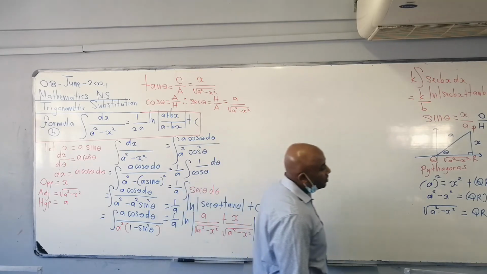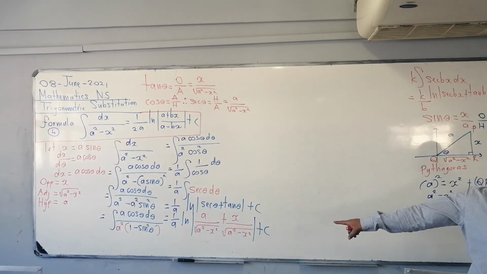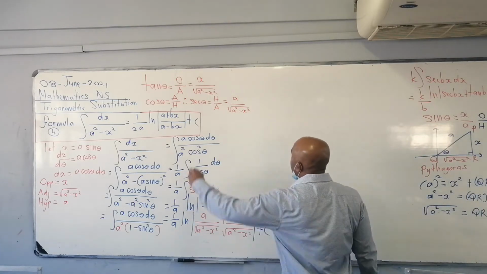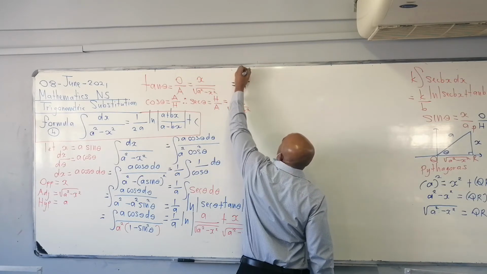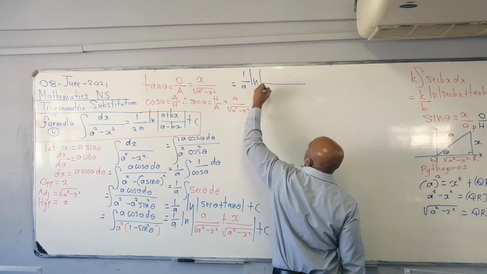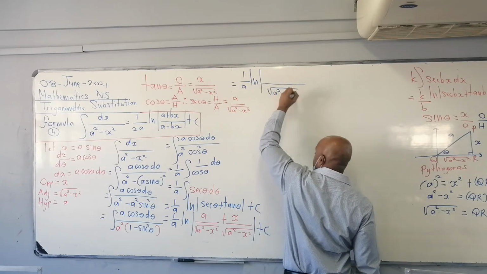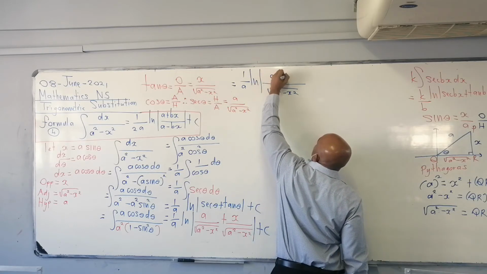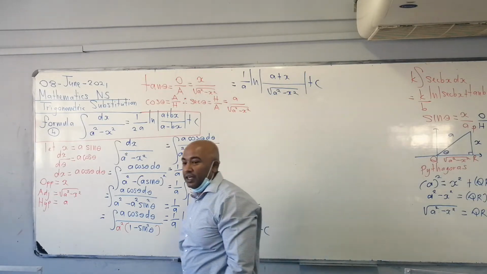plus c. What do you notice about the denominator? Yeah, the denominator is common. Can you see that? Right, so now let me just write it with a common denominator. So this is equal to 1 over a ln absolute value. My denominator is common, which is the square root of a squared minus x squared. And then I got a plus x on the top there.